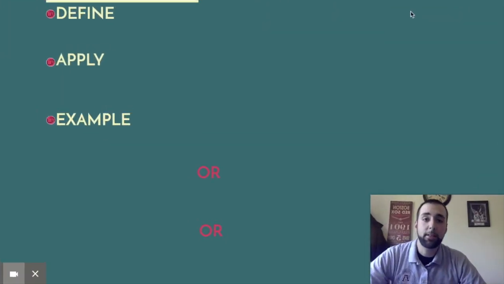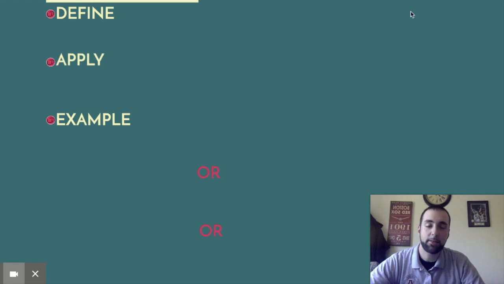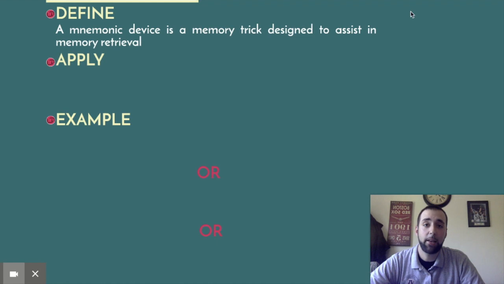All right, so let's practice actually writing a true AP Psychology FRQ. We first start with the definition. A mnemonic device, as we just identified a moment ago, is a memory trick designed to assist in memory retrieval. You would copy that down, and that would be the very first sentence of your FRQ.